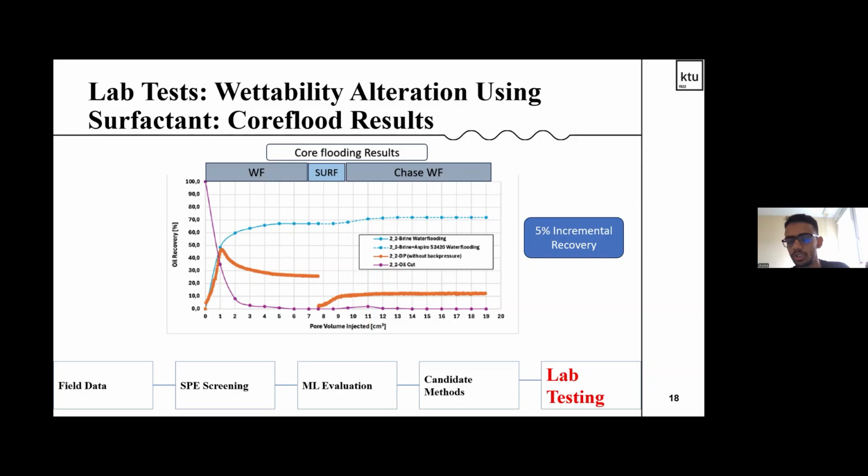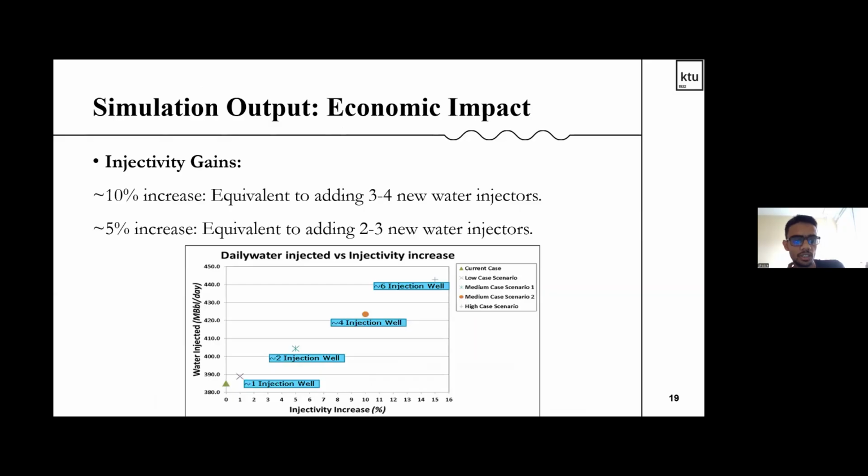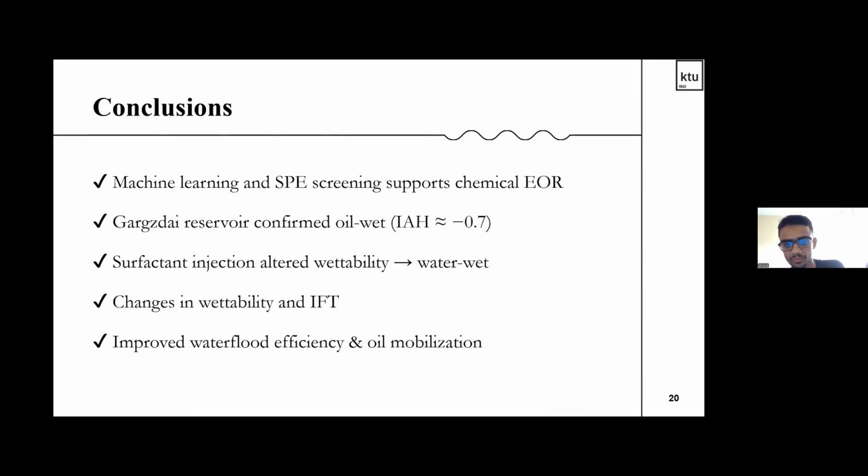And maybe you think 5% recovery is very little, but when we look at actual cases like here, 5% recovery is equivalent to drilling 2 to 3 new water injection wells, and if we increase up to 10%, then it's equivalent to 3 to 4 new water injection wells. So increasing 5% is the same as drilling 2 to 3 new water injection wells.